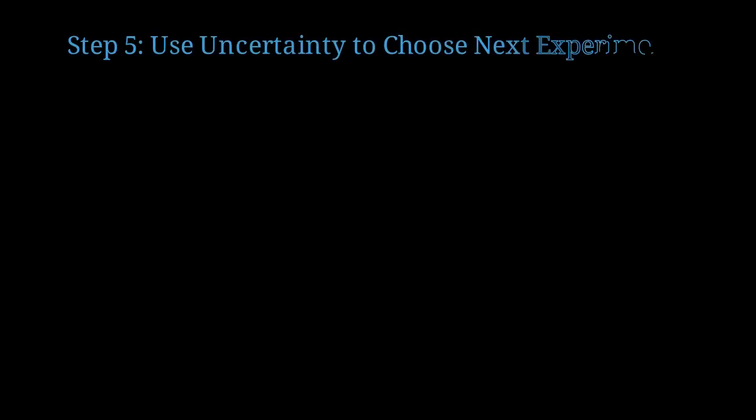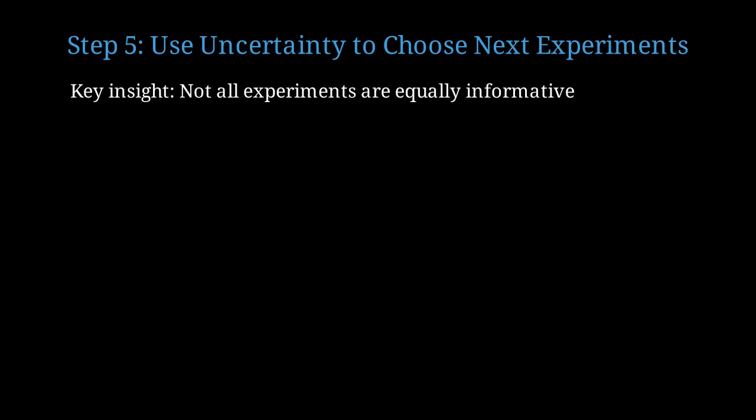Step 5 is the most sophisticated part, using model uncertainty to intelligently choose which experiments to run next. This is active learning or Bayesian optimization. The key insight is that not all experiments are equally informative. Some experiments will teach us a lot, others will be redundant. We want to maximize information gain per experiment. This creates a fundamental trade-off between exploitation and exploration. Exploitation means synthesizing materials we predict will have good properties. Exploration means investigating regions where our model is uncertain.